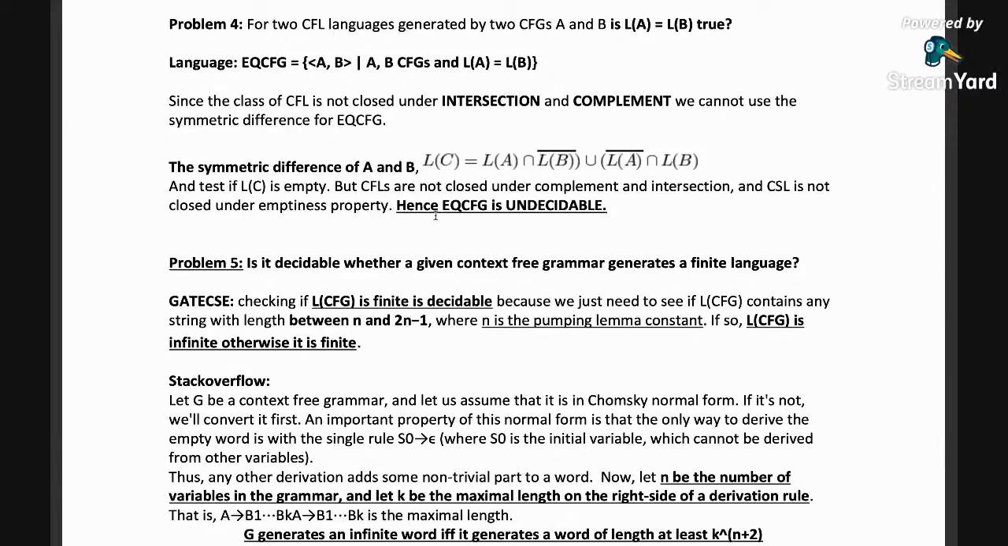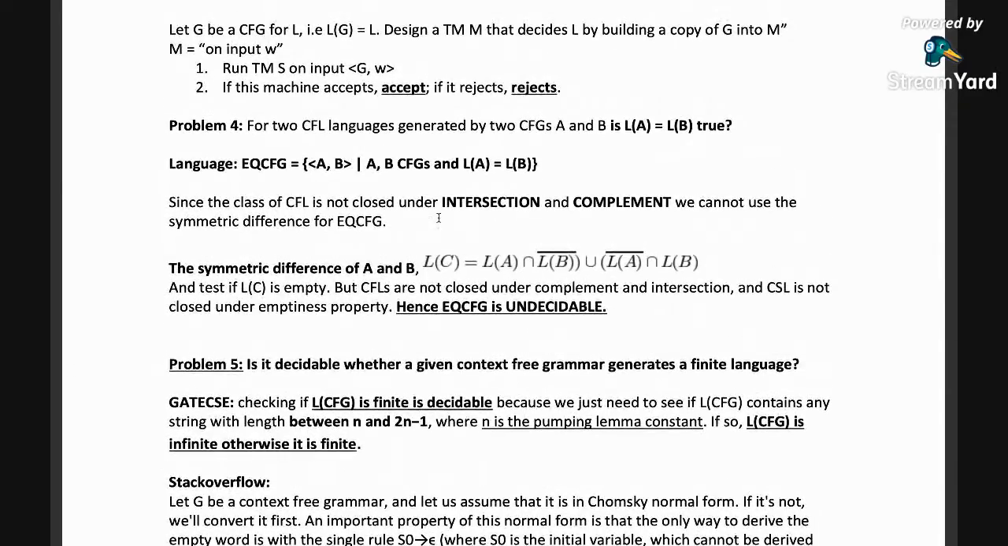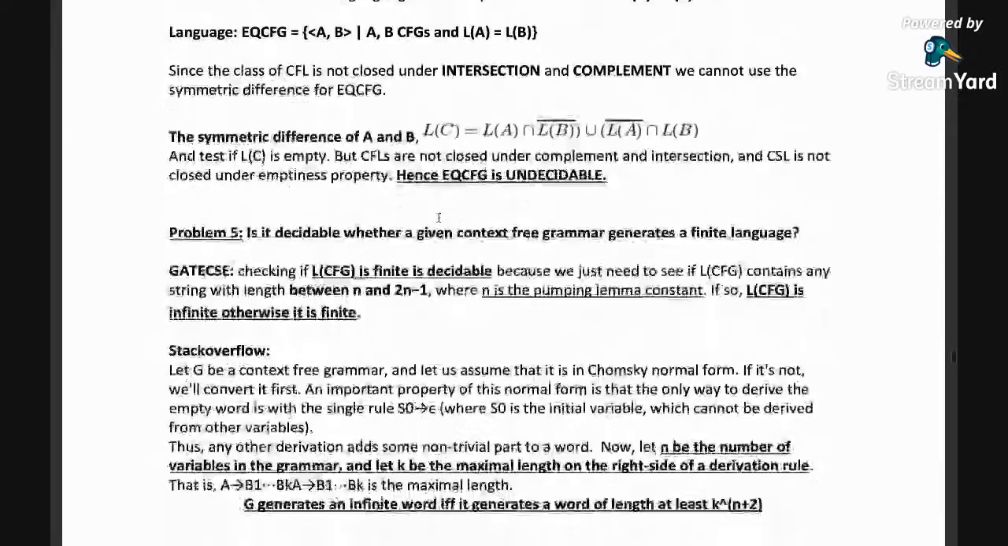But context-free languages are not closed under complement and intersection, and context-sensitive languages are not closed under the emptiness problem. Hence, this is undecidable. Whether the language of A equals the language of B is undecidable even for context-free languages.